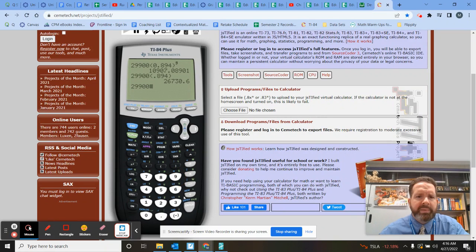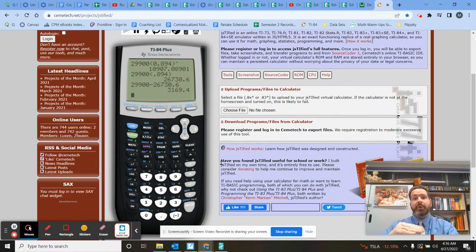How much did we lose? Well, let's take the starting amount minus the ending amount. So over the course of that 1 year, the value dropped by $3,169.40. That's a pretty big leap. Let's see what happens, though, from year 1 to year 2. So let's bear in mind, after year 1, our value is now $26,730.60. Let's do that same multiplier again.